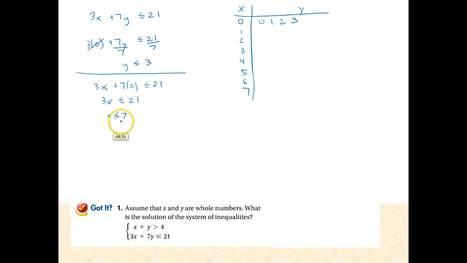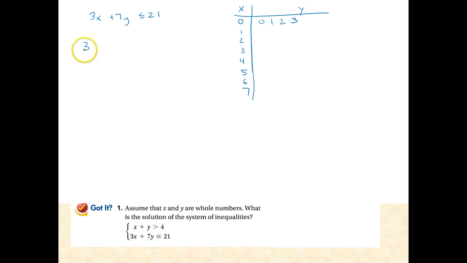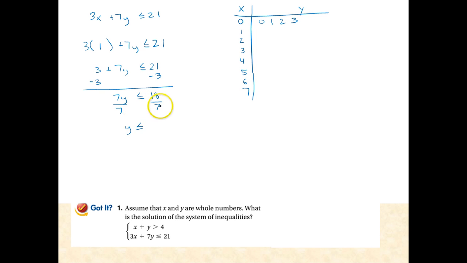Alrighty then. So let's plug in for these other x values. 3 times something plus 7y less than or equal to 21. And we're going to plug in a 1. So that means 3 plus 7y is less than or equal to 21. Subtract 3 from both sides. 7y is less than or equal to 18. Divide both sides by 7, and y is less than or equal to 2 and 4/7, which means it can be 0, 1, or 2.